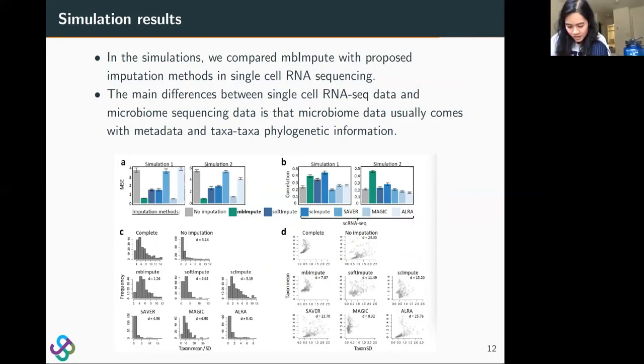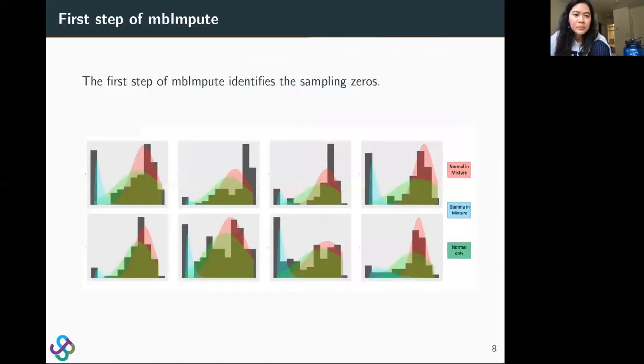Can I ask one more question if no one else has questions? Sure, of course. In the first step of the method, you're trying to fit these distributions to your data. How do you fit that data? How do you find the good proportion between the two distributions that you're trying to fit?